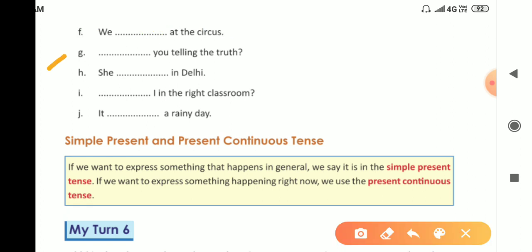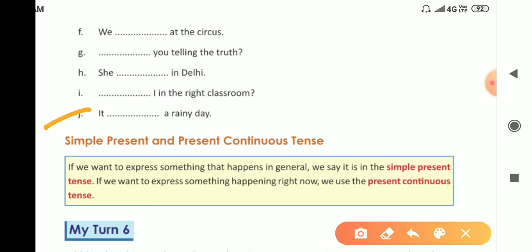And next is dash you telling the truth. The word you is here, and with you we will write are, but we will write the first letter capital because we are going to start a sentence. Are you telling the truth? Okay, and next is she dash in Delhi. She is singular, so we will write here is. She is in Delhi. And next is dash I in the right classroom. We have to use the word with I. We will write here am, but with a capital first letter because we are going to start the sentence. Am I in the right classroom? Like that we will complete it.